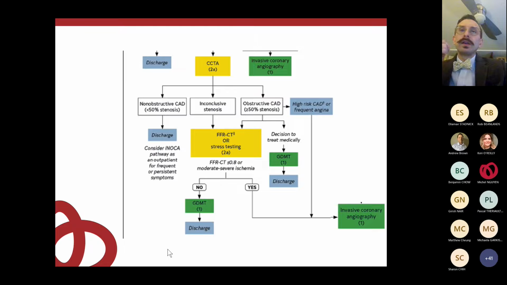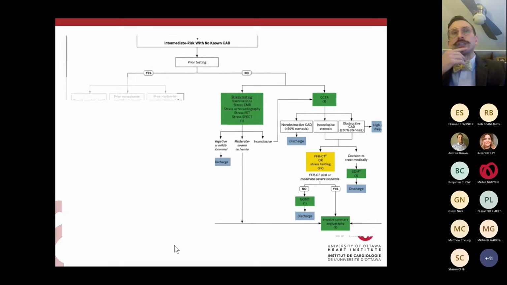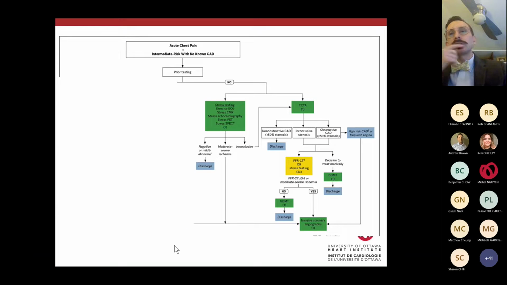If they have non-obstructive disease on their CT angiography, you can consider discharge. If they have an inconclusive test, it's recommended to pursue FFRCT or stress testing. If this is negative, make sure they're on optimal medical therapy and they can then be discharged. And if it's positive, refer for CAD. If the initial CT angiography is positive, i.e. it shows an obstructive lesion, then you have several options. You can risk stratify with FFRCT or stress testing. You can optimize therapy and discharge the patient, or if you feel they're higher risk, you can refer for invasive coronary angiography.